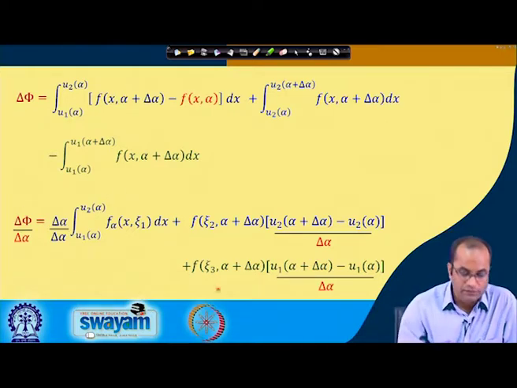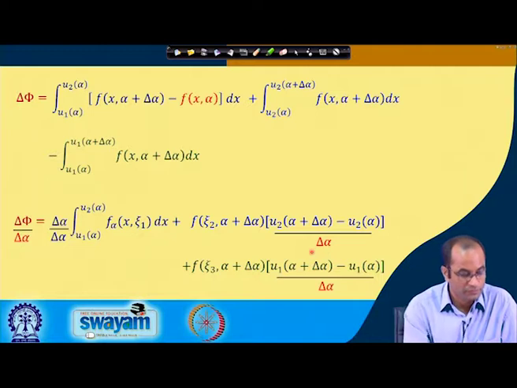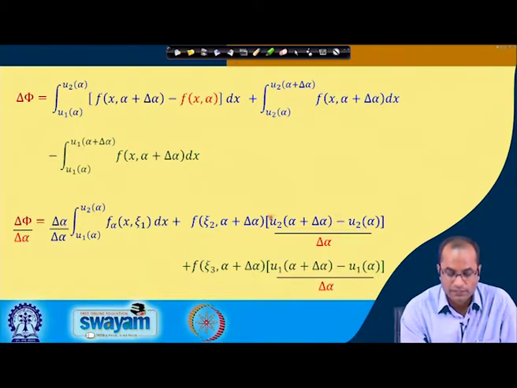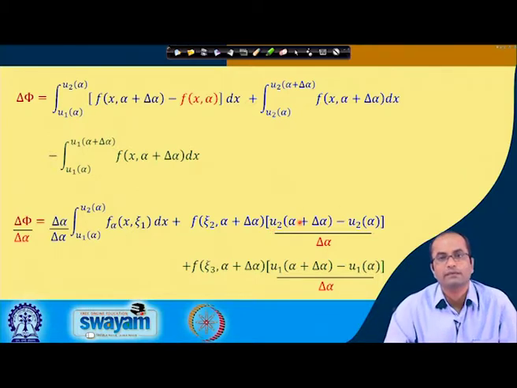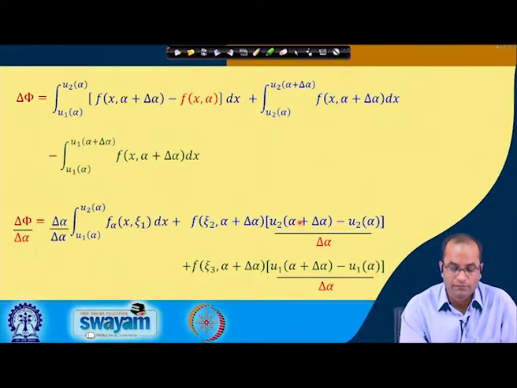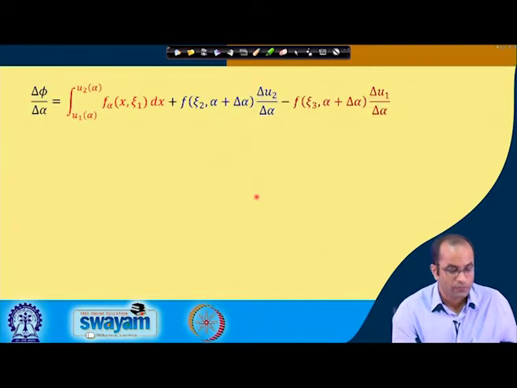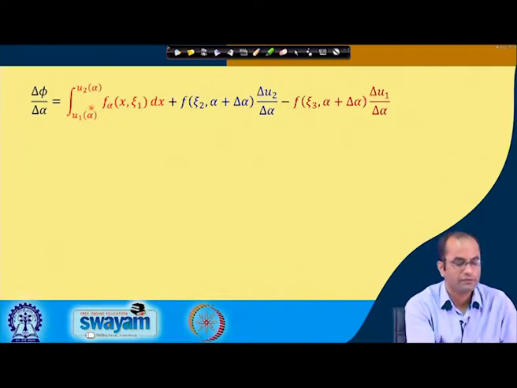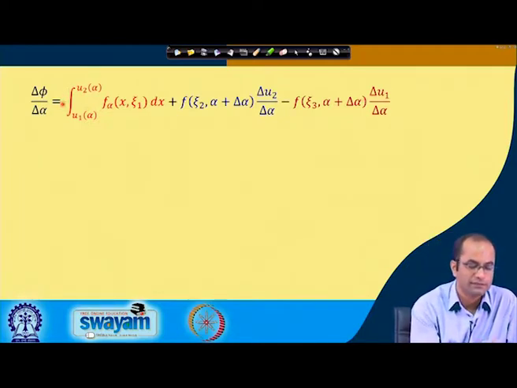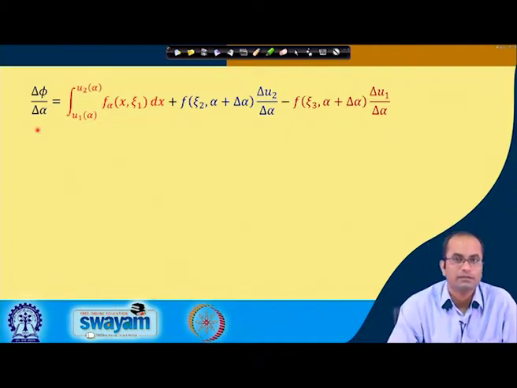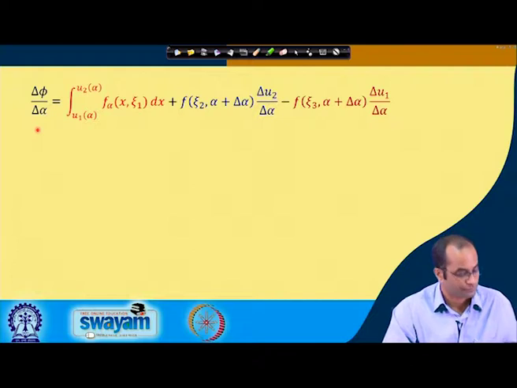And now, this is delta u 2, the increment in u 2 when we make an increment in alpha by delta alpha. This is delta u 2, this is delta u 1. With this notation we move on. So, here delta u 2 over delta alpha, delta u 1 over delta alpha, and the delta alpha gets cancelled here. So, in this equation now we can pass the limit as delta alpha goes to 0.